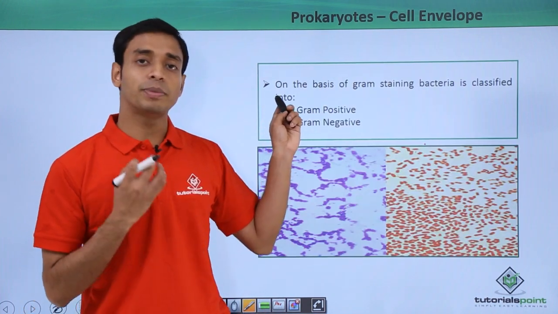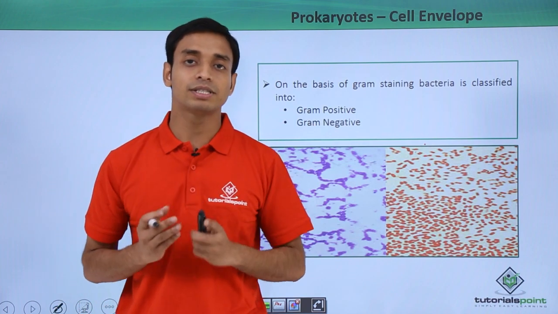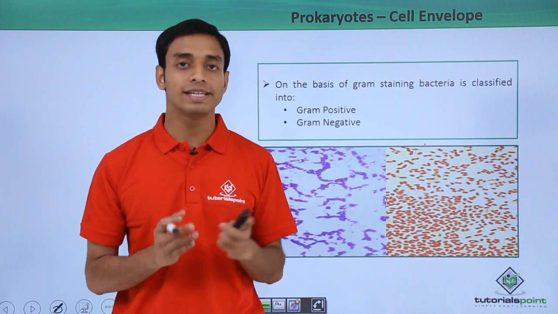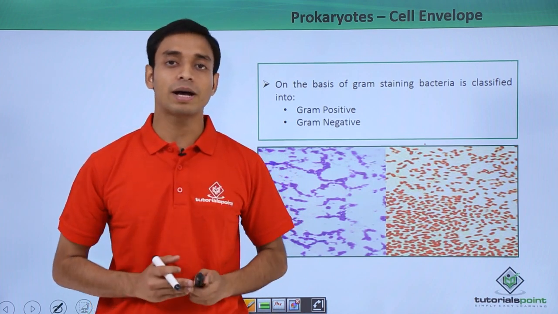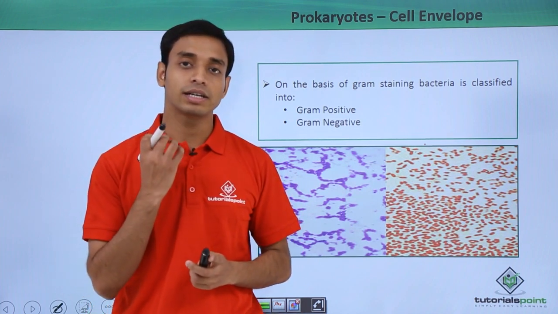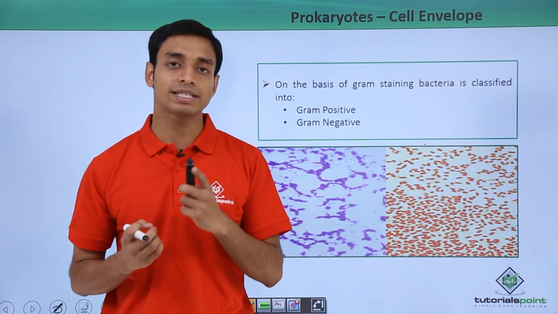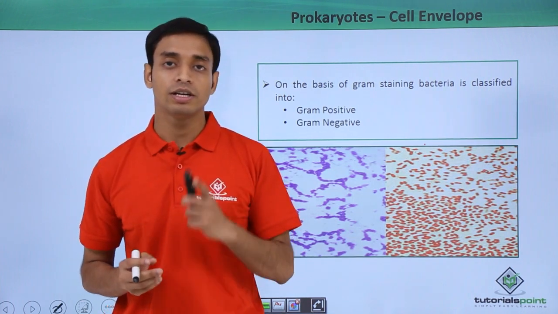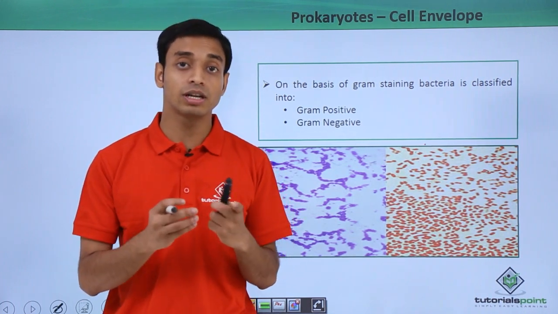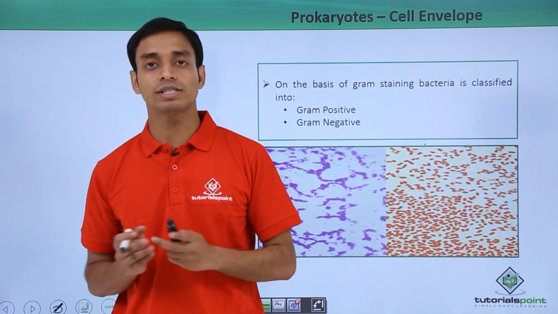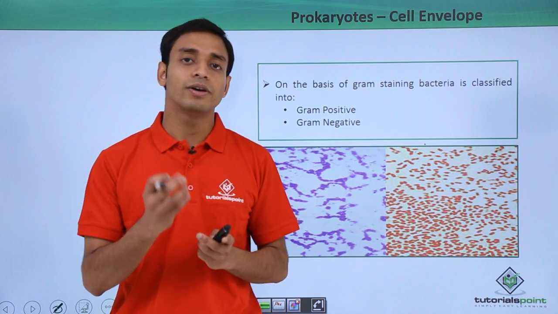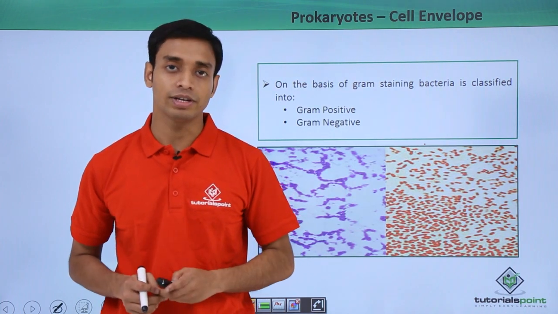On the basis of a particular technique which is known as gram staining, these prokaryotes have been classified into two different groups. Now in the process of gram staining, the prokaryotes or the cells are stained by two different stains. The first stain is known as crystal violet, which is violet in color, and the second stain is known as the counter stain, which is pink or reddish in color, that is safranin.